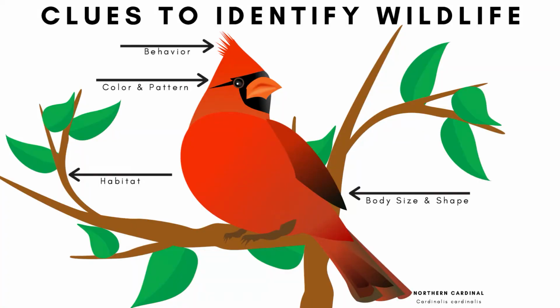Now it's your turn. Go out into your backyard, your neighborhood, or around your school and try to find an animal that you're not familiar with and figure out what it is. You want to be looking for our four parts. And that is the size, the coloration and shape. So this one might have the red beak and the black mask. You want to look at its behavior.